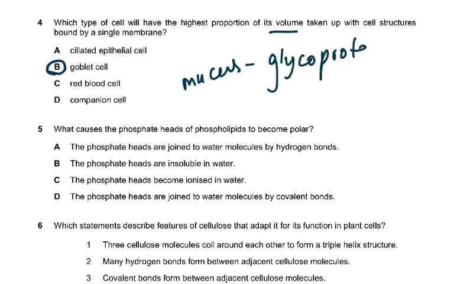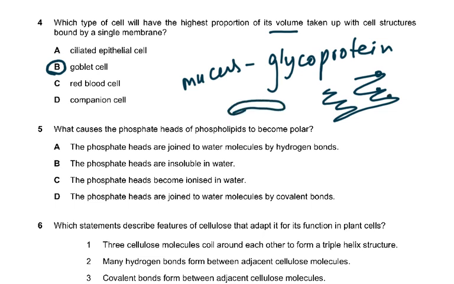If it's a glycoprotein, what will we have? We have lots and lots of RER, because the protein in the mucus is thrown out of the cell, so it has to be made on the fixed ribosomes, and then it has lots and lots of Golgi apparatus. So that is the highest proportion of cell structures bounded by a single membrane. What are the double membrane structures? Chloroplast is a double membrane, mitochondria is a double membrane, the nucleus is a double membrane.